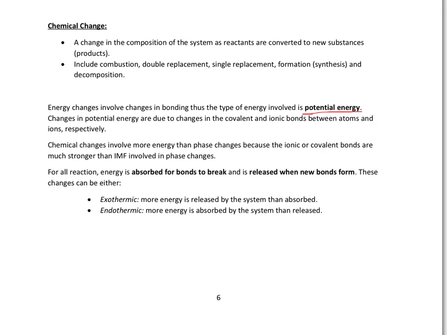Chemical changes involve more energy than phase changes, as you saw at the beginning of this lesson, because the ionic or covalent bonds are much stronger than the intermolecular forces involved in phase changes. For all reactions, energy is absorbed in order for bonds to break, and it is released when new bonds form. These changes can either be exothermic, where we know energy is released, or endothermic, where energy is absorbed.